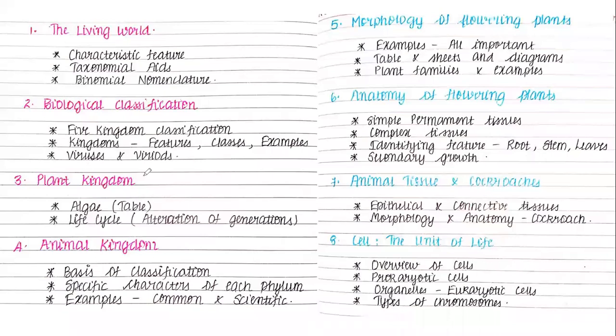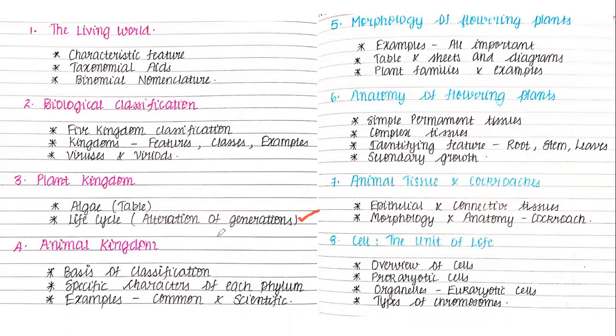Next, we are moving on to the chapter of Plant Kingdom. In that chapter, the most important table is the algae table, that is Chlorophyceae, Rhodophyceae, table 3.1. Table 3.1 is very important. From that table, you will be able to answer all the questions coming from one part of the chapter. The next would be the life cycle.